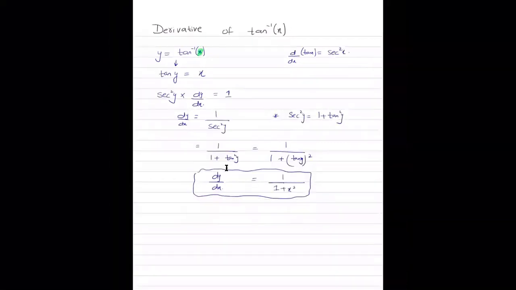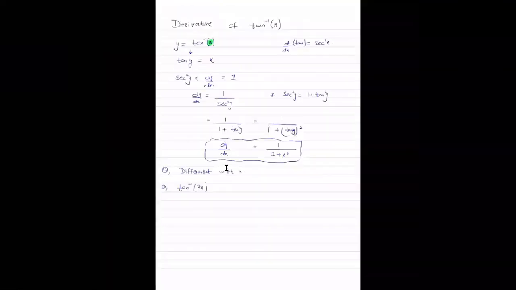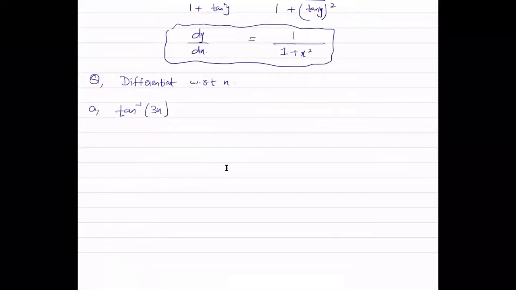Now, what if there would have been a change in the value inside the bracket? For example, if the question would have been that you need to differentiate with respect to x tan inverse of 3x. I'm going to show you similar working like we did here. The equation itself is y equals tan inverse of 3x. Then that would mean that tan y is going to be equal to 3x. And if I differentiate this, I'm going to get secant squared y times dy by dx, and differentiation of 3x is going to be 3.